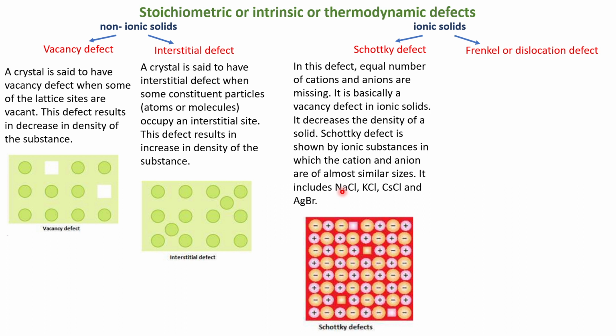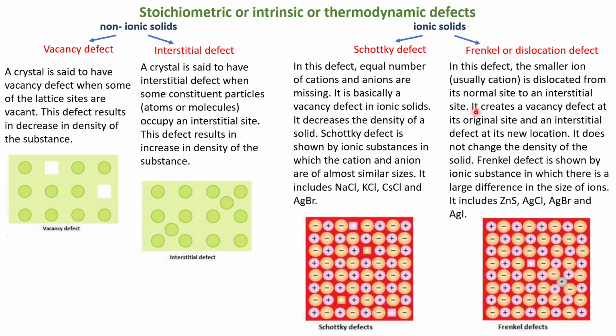So in Schottky defect, both cations and anions are missing from their positions. You can see positives are cations and negatives are anions. In this square, a positive charge is missing, and in this yellow colored square, a negative charge is missing. So overall, both the cations and anions are missing from the solid. It is the vacancy defect in the ionic solid. It decreases the density of the solid. Schottky defect is shown by ionic substances in which the cations and anions are of similar size. Examples include sodium chloride, potassium chloride, cesium chloride, and silver bromide.